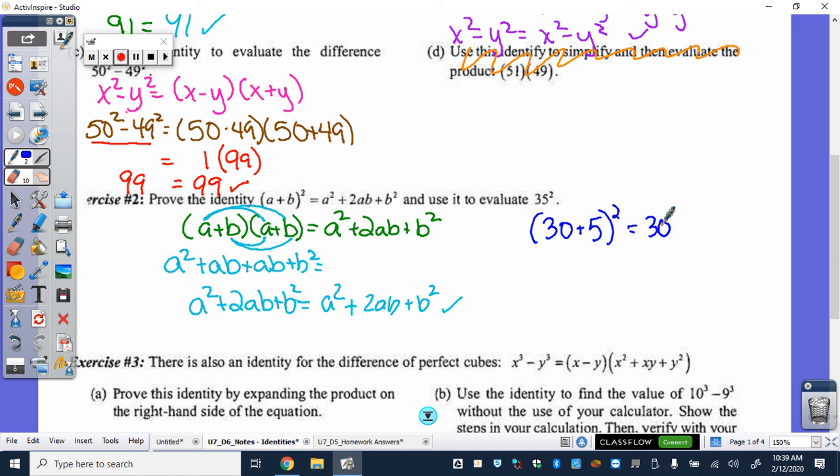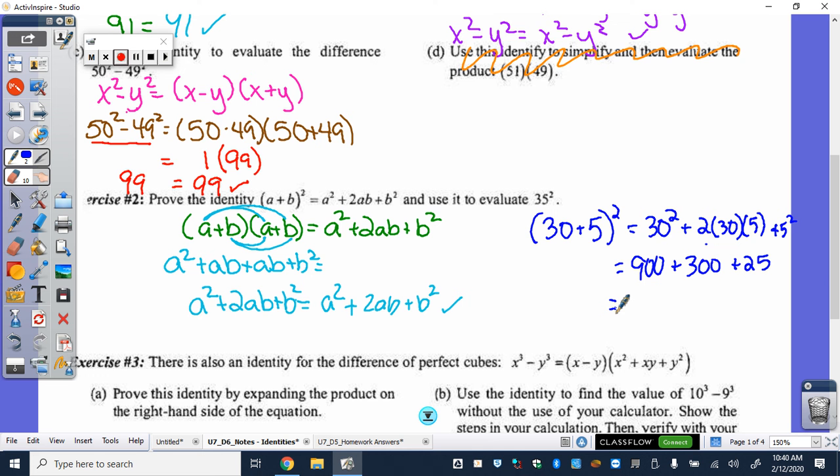So using my identity, that would be 30 squared plus 2 times 30 times 5 plus 5 squared. So again, I'm just plugging my 30 and my 5 into my identity. So 30 squared. You guys do that in your head? 900. Because 3 squared is 9, and then you would just have 2 zeros because it's squared. And then 2 times 5 is 10 times the 30 makes that 300. And then 5 squared, 25.